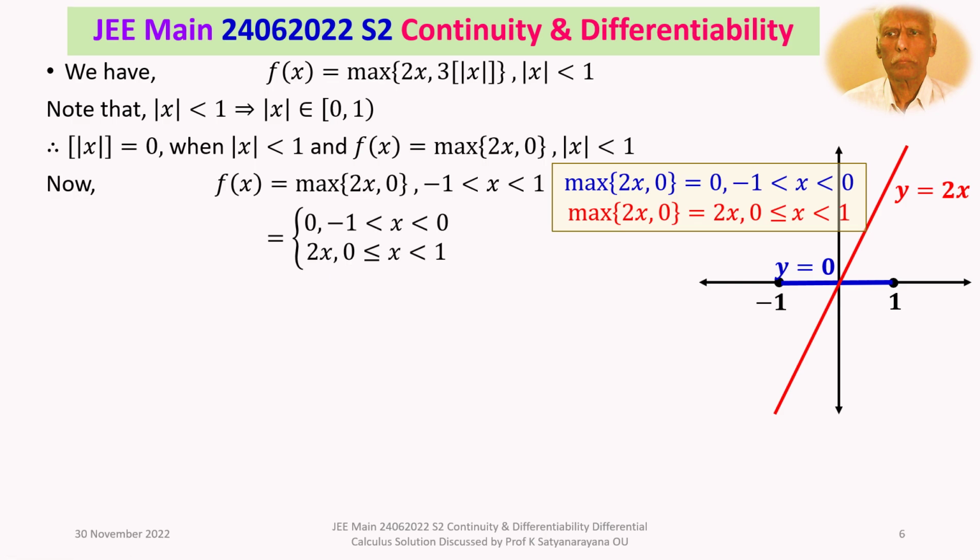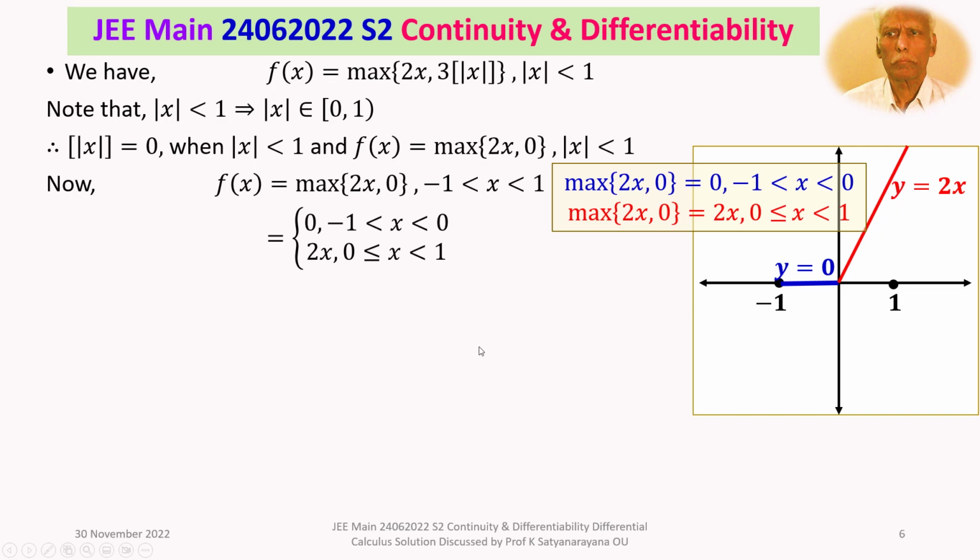So how will the graph now look? The graph will be like this. Agreed. Now, is it continuous at 0? That's what we are asking. Is it continuous at 0? What we have seen is that the limit as x tends to 0 from the left is 0, and the value of f at 0 is 2 times 0, which is 0.